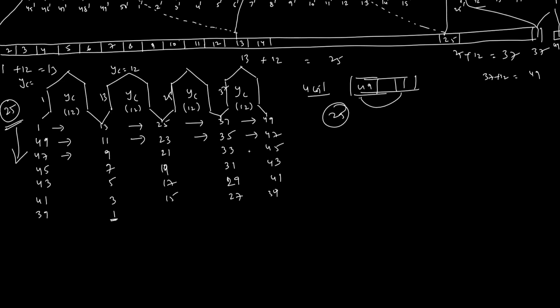So we are ending at exactly 1. So how many coils are there? 1, 2, 3, 4, then 1, 2, 3, 4, 5, 6. So 6 into 4, 24, plus 1. So it is 25 coils.